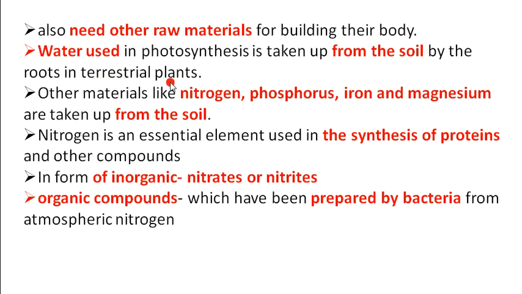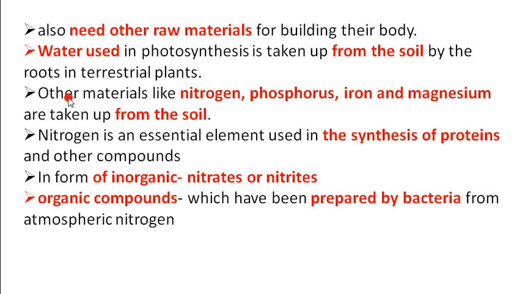Now, terrestrial plants means plants which are found on land. Terrestrial means the plants we see on the ground. So these are called terrestrial plants. Another term is aquatic plants. Aquatic plants can be seen in water bodies particularly.